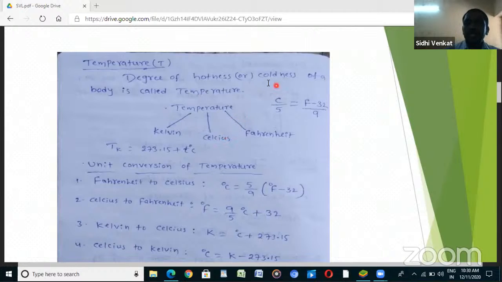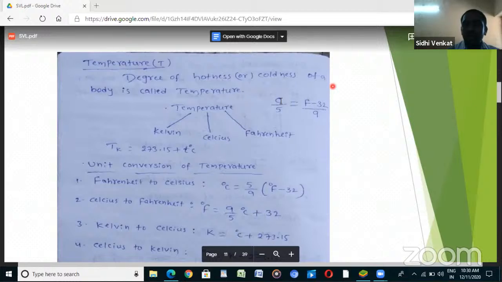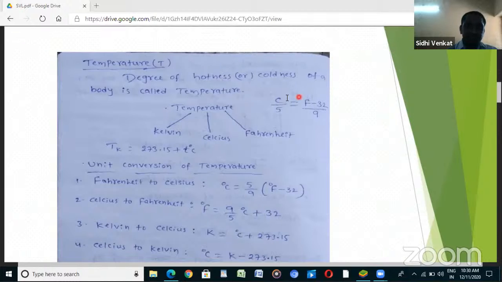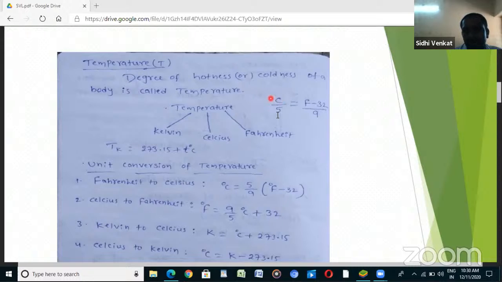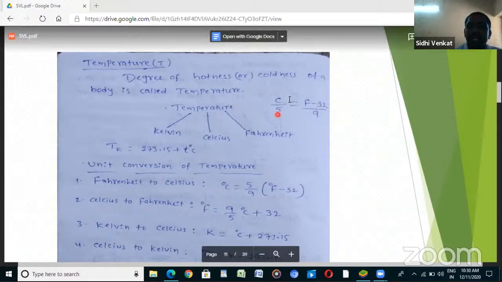We know the formula for conversions of temperature, you can understand, student, and it is very important. You remember that formula. What is the formula? C by 5 equals F minus 32 by 9. Here C is the Celsius degree, where F is the Fahrenheit degree.